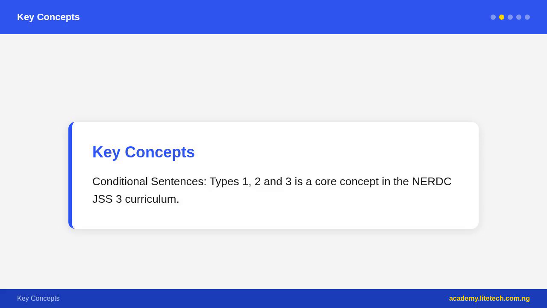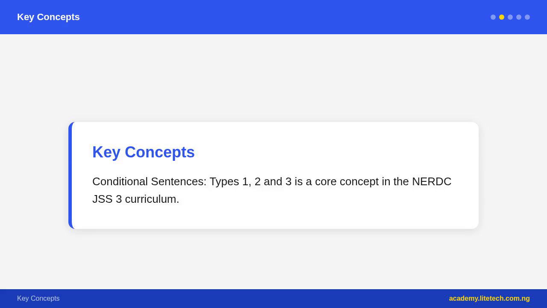The two clauses can be in either order: you will pass the BECE if you study hard. No comma needed when the main clause comes first. Type 2, unreal/hypothetical condition, present/future. Used for situations that are unreal, unlikely, or imaginary in the present or future. The speaker is imagining a hypothetical scenario.